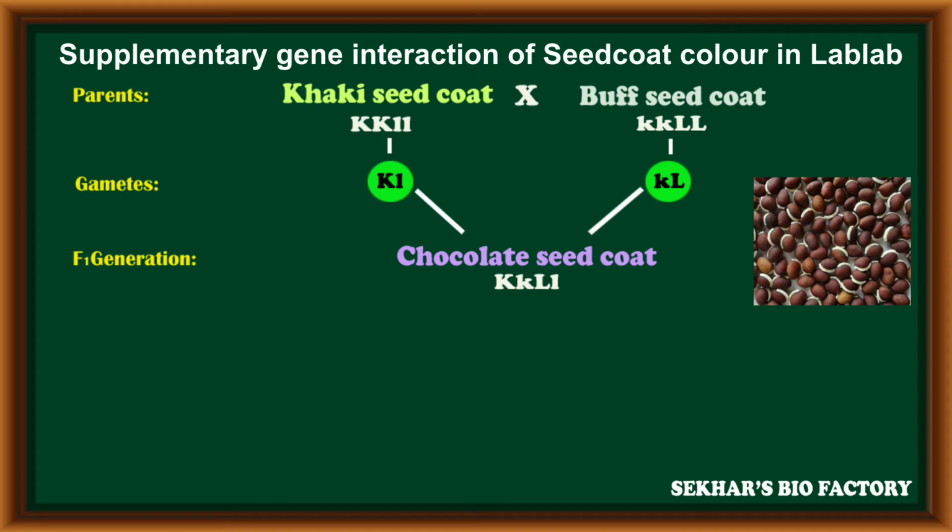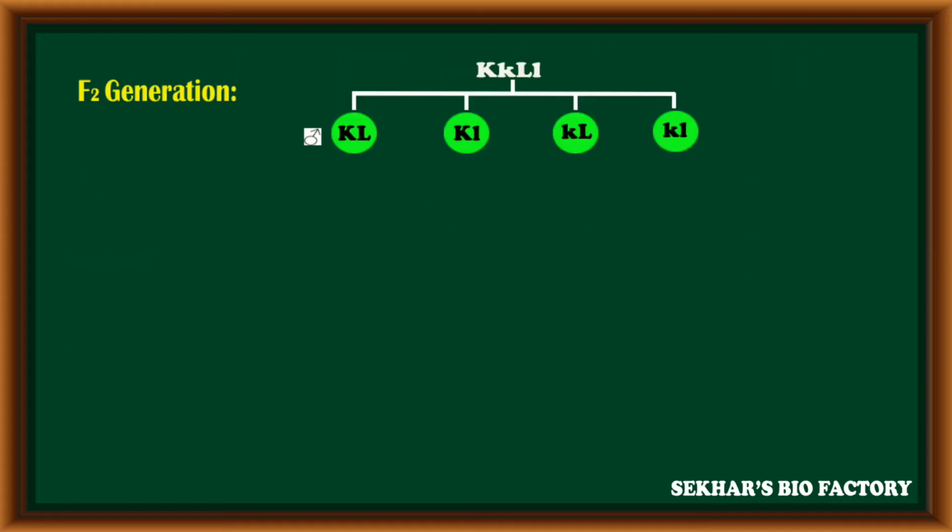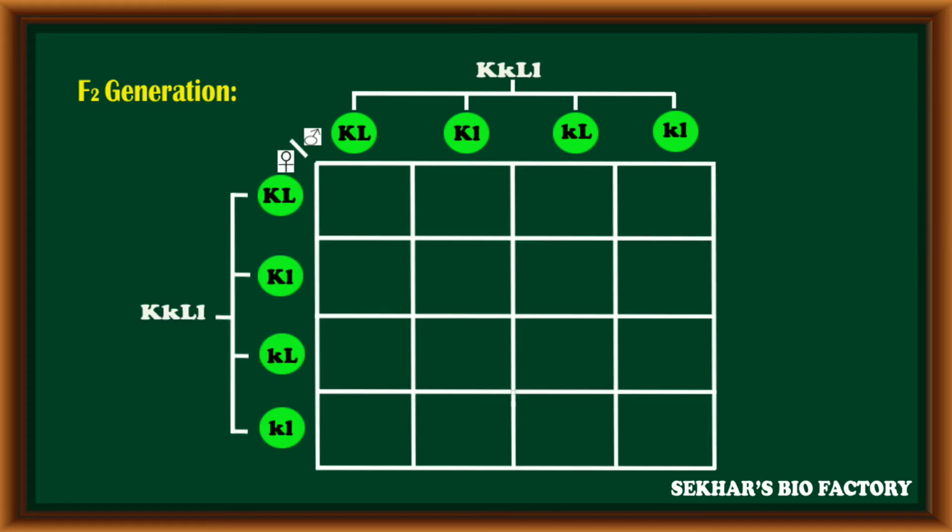Again, by conducting a cross between two F1 hybrids, this F1 hybrid can produce four types of gametes. In this, 25% of gametes are with the capital K, capital L, 25% of gametes with the capital K, small l, 25% of gametes with the small k, capital L, and the remaining 25% of gametes with the small k, small l alleles. These F1 gametes are fused randomly to form F2 generation.